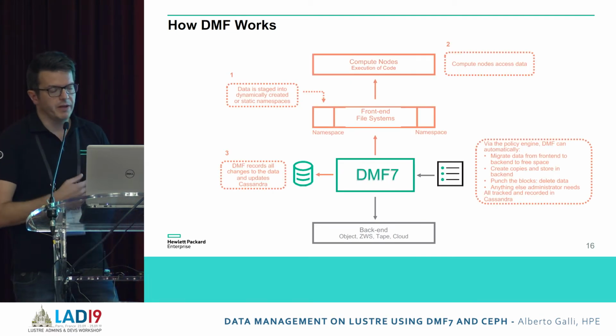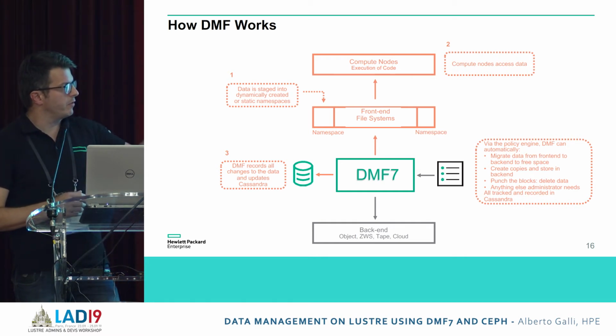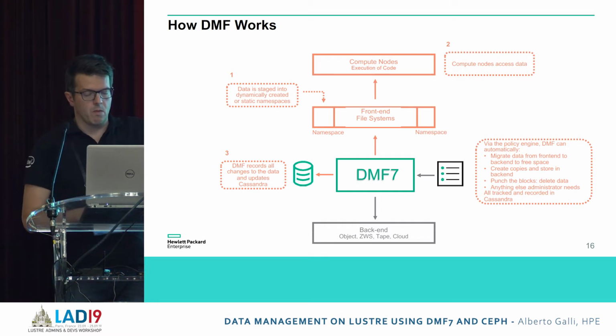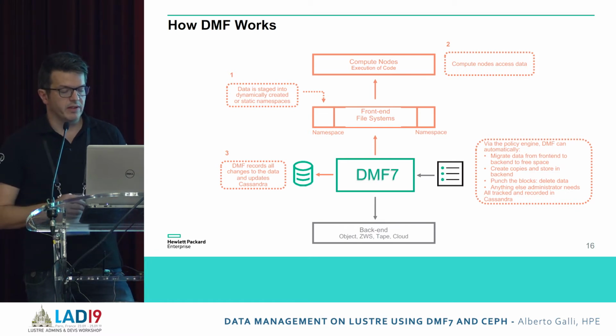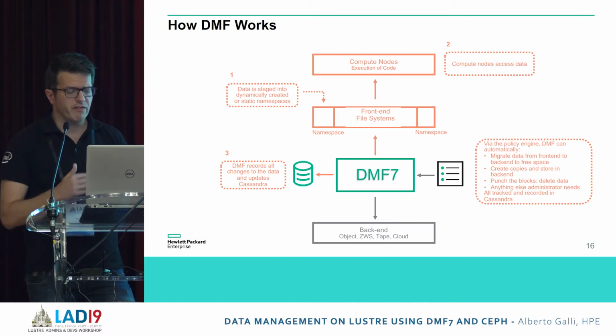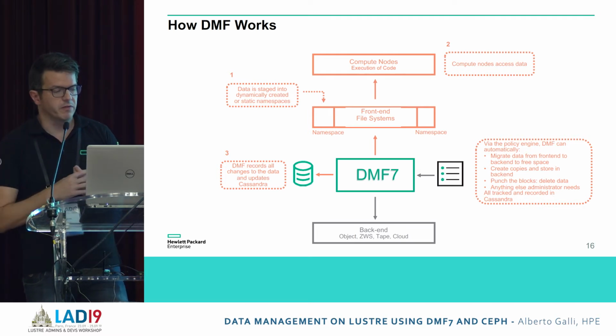The typical workflow for DMF is as follows. You have DMF in the lower tier, with the Cassandra database. You have a backend. We don't care about the backend yet. It could be whatever: tape, storage, S3, on-premise or in the cloud. It could be all of them. In the front end, you have one or several file systems.